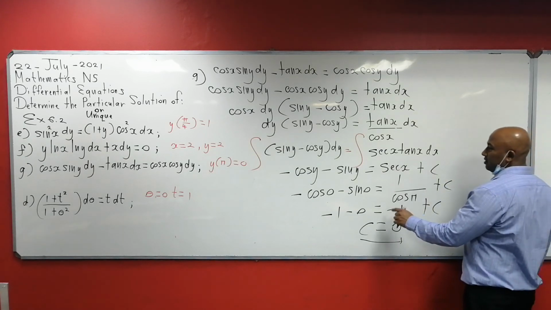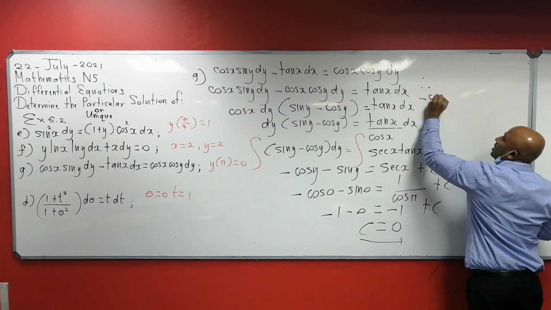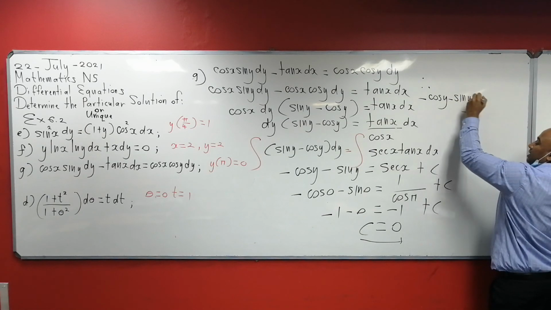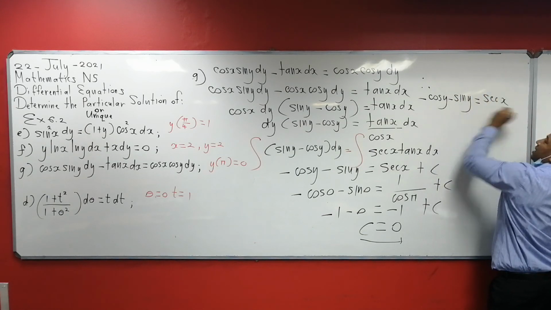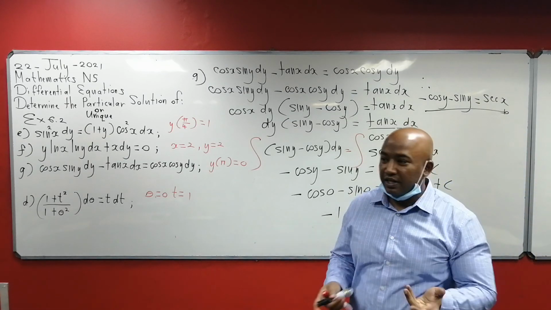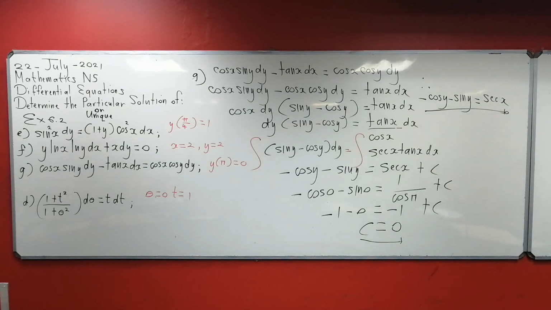So therefore, you have minus cos y minus sin y is equal to just sec x. And that is the final answer. Because c is 0, you don't have to write down the 0. Alright, we continue next time with second order.